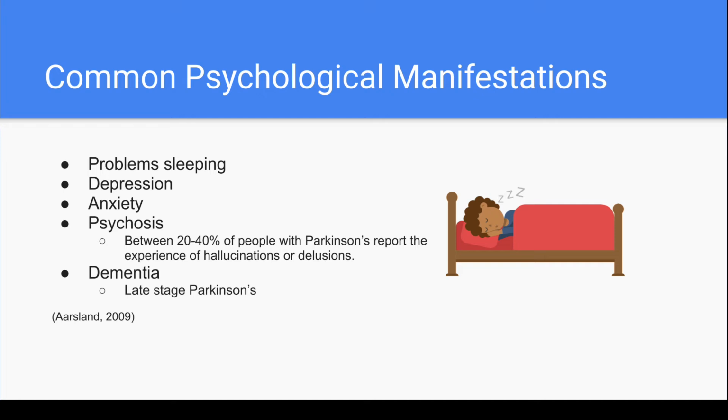Parkinson's disease also comes with several key psychological manifestations. Common manifestations are difficulty sleeping, depression, and anxiety. 20 to 40% of people with Parkinson's also report psychosis symptoms, such as hallucinations or delusions. It is also common to develop dementia in the late stages of the disease.